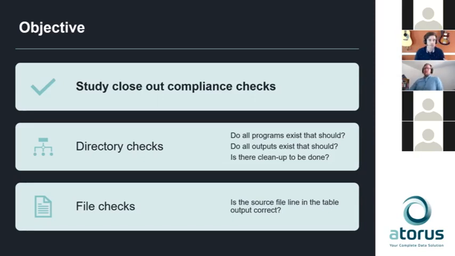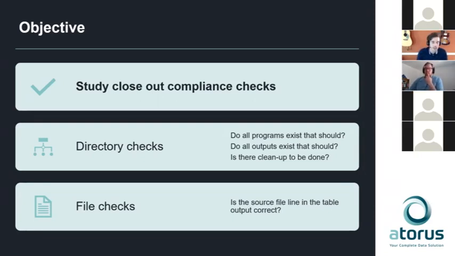We basically broke this down to what do we think that we can teach you in 3 hours. So it's not going to be a full-fledged and meticulous check, but we're gonna show you some concepts of how we can do this. For the directory checks, the question is, do all programs exist that should? Do all outputs exist that should? And is there any cleanup within the directories that needs to be done?